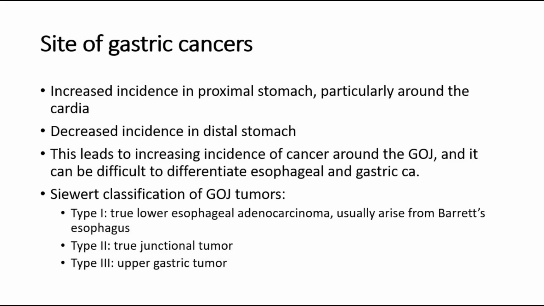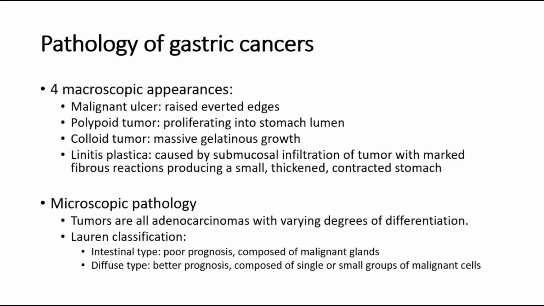Pathology of gastric cancers. 4 macroscopic appearances: malignant ulcer, with raised everted edges. Polypoid tumor, proliferating into stomach lumen. Colloid tumor, with massive gelatinous growth. And linitis plastica, caused by submucosal infiltration of tumor with marked fibrous reactions producing a small, thickened, contracted stomach. Whereas microscopic pathology: tumors are all adenocarcinomas with varying degrees of differentiation.